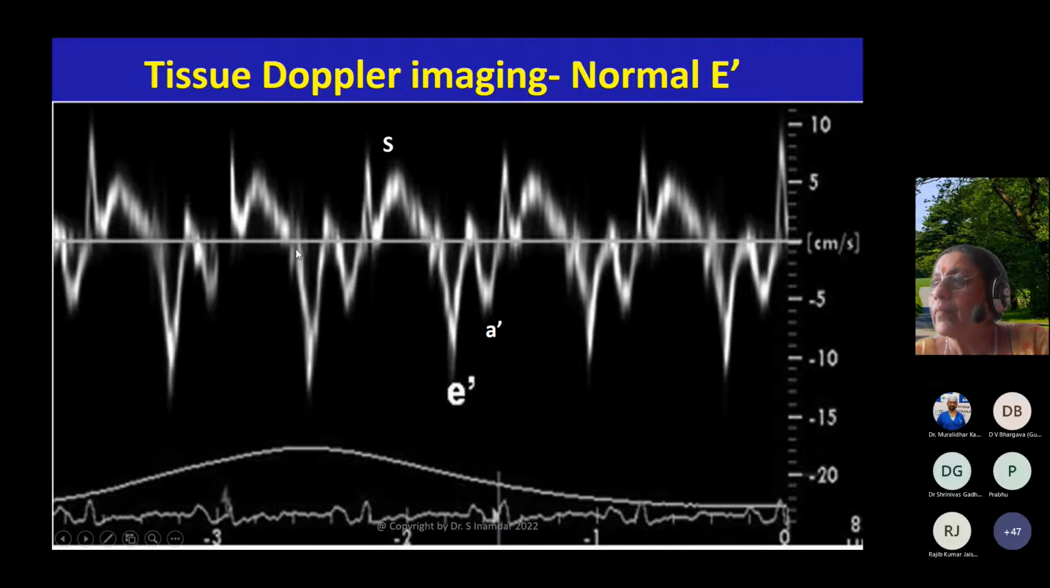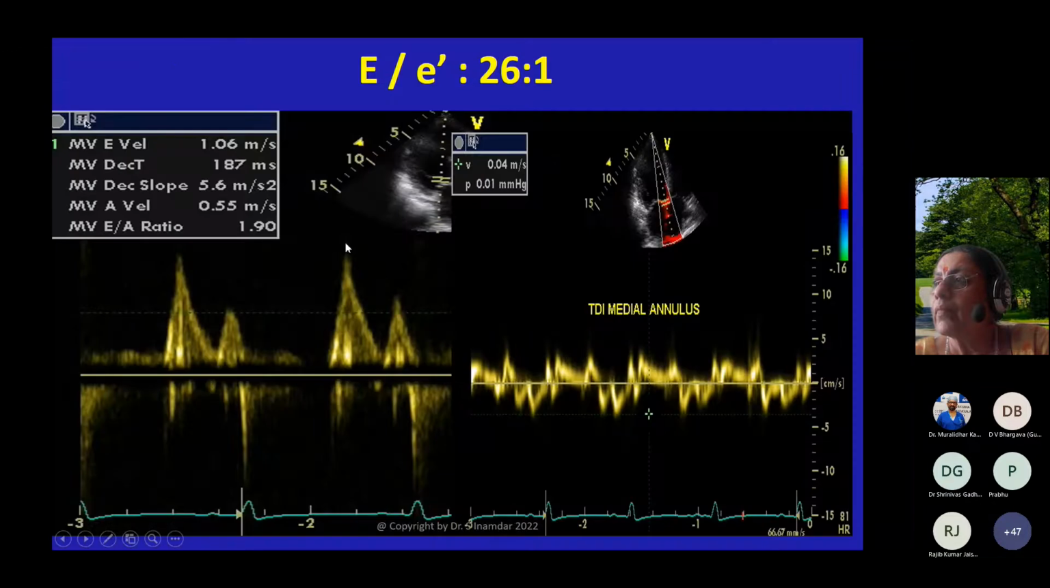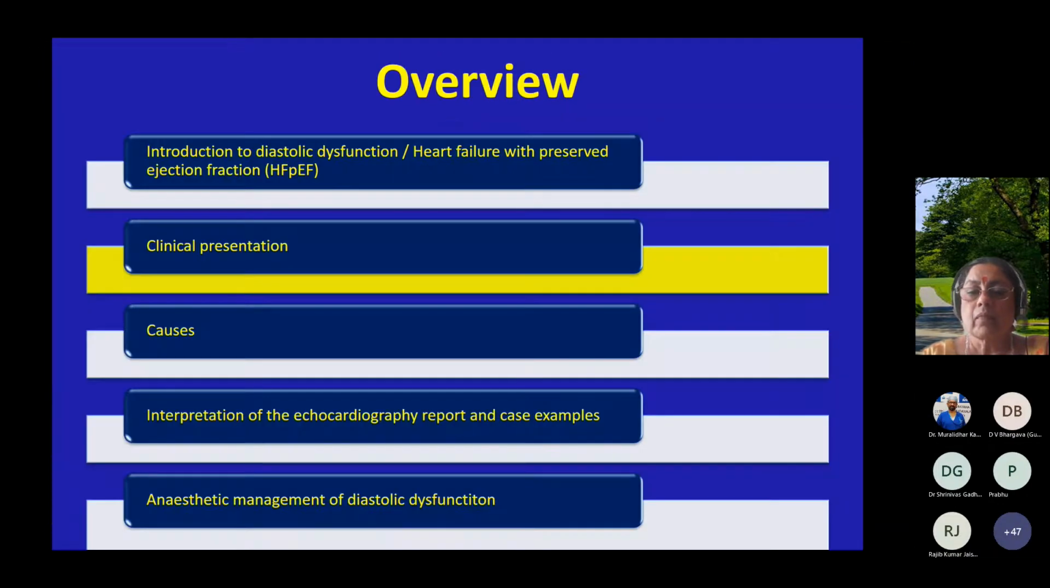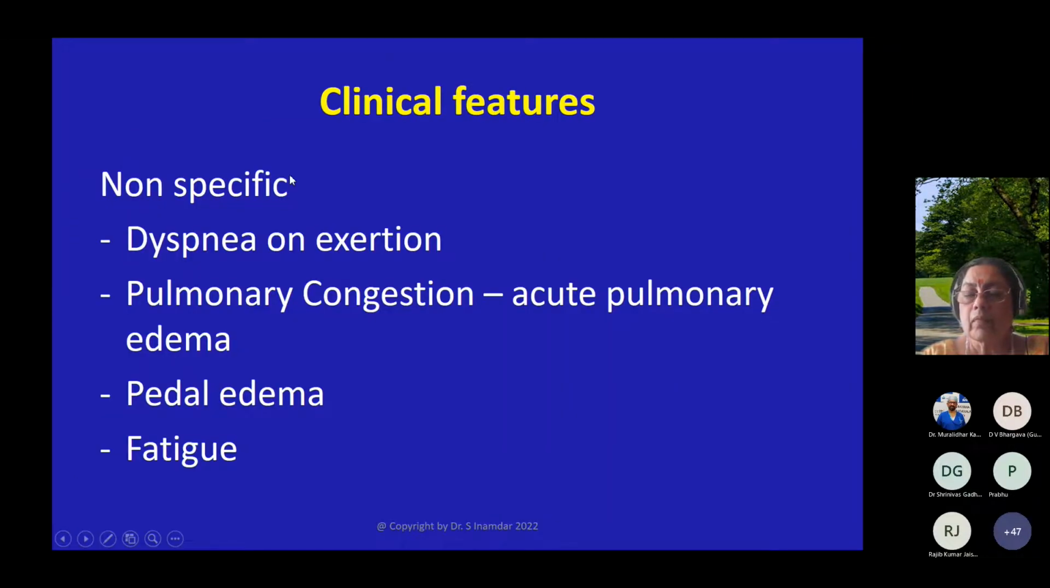And this is the tissue Doppler where E prime is more than A prime in a normal patient. And this is the patient with tall E and very small E prime. So the ratio is 26 by 1, suggesting very high LAP. So coming to clinical presentation, my friends, it is very, very non-specific.